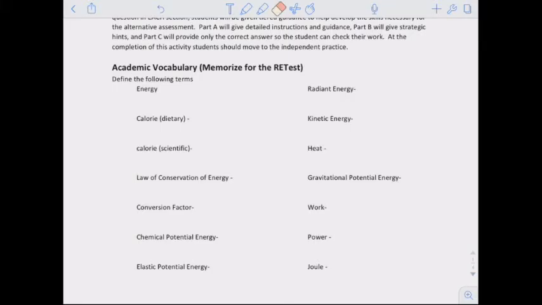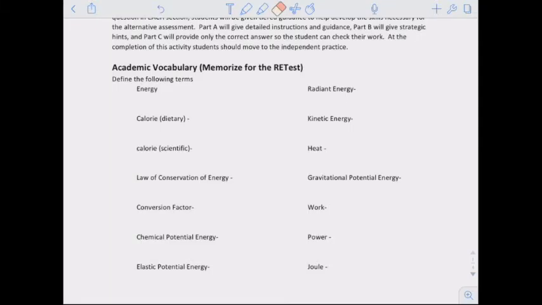So welcome to Unit 3, guided practice for the remediation practice. It says define the following terms. Energy. Energy is the amount of work over time. A dietary calorie is actually a kilocalorie, and a scientific calorie is one one-thousandth of a kilocalorie. 1 kilocalorie equals 4.184 kilojoules, and a calorie equals 4.184 joules.